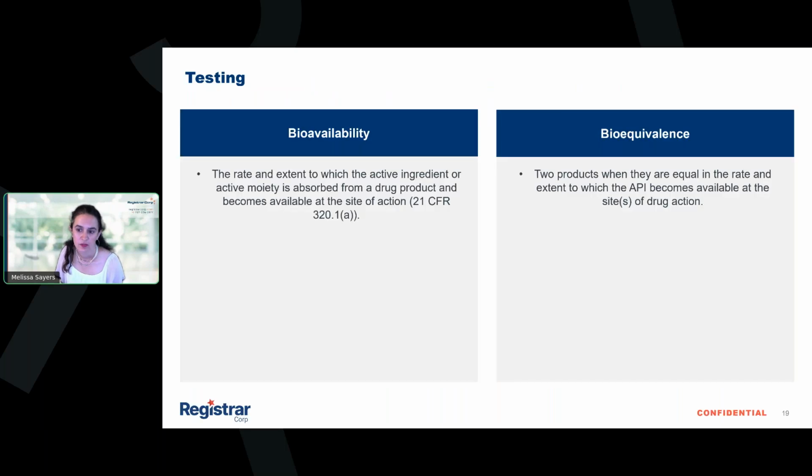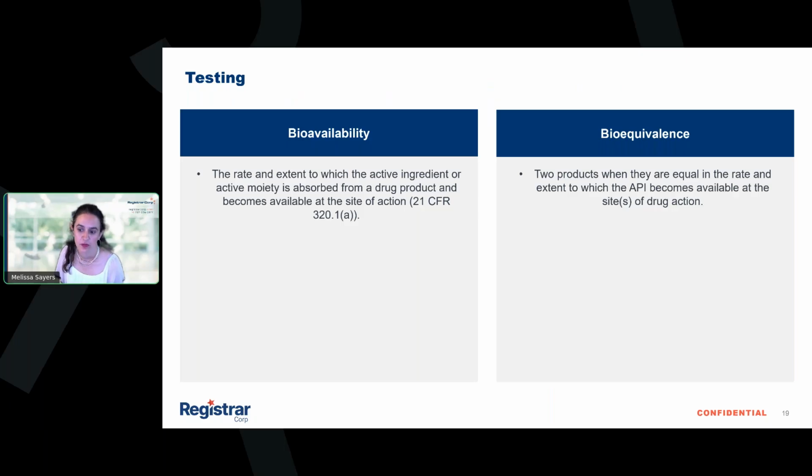Let's briefly define two important analysis types in generic drug development: bioavailability and bioequivalence. Bioavailability refers to the rate and extent to which the active ingredient or active moiety is absorbed from a drug product and becomes available at the site of action. In other words, it measures how much and how quickly the drug reaches its target in the body.